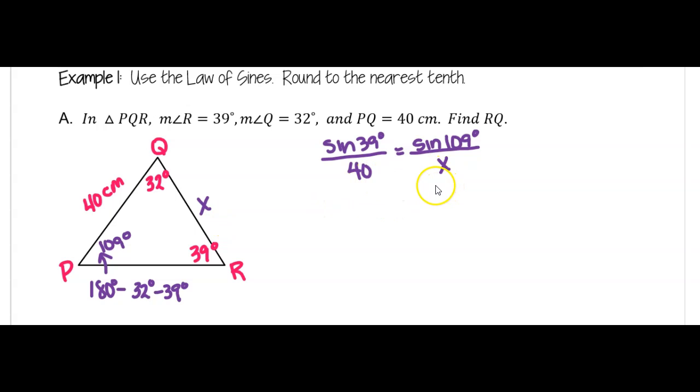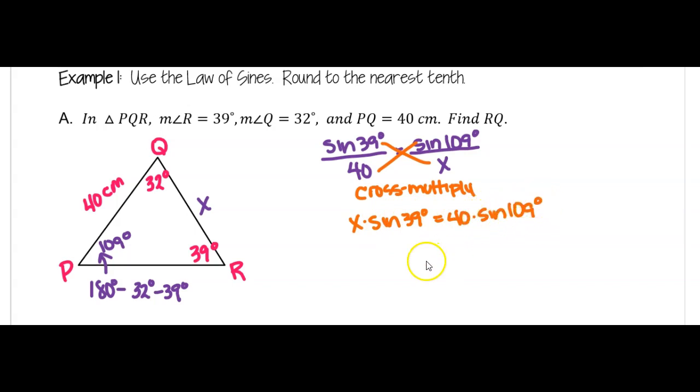When we're solving a proportion, we can cross multiply. So we're going to have X times the sine of 39 degrees equals 40 times the sine of 109 degrees. It's important that when you are solving these that you make sure your calculator is in degree mode since you are doing sine of a degree measure. So make sure you check your mode on your calculator. Make sure it's in degree mode and not radian mode.